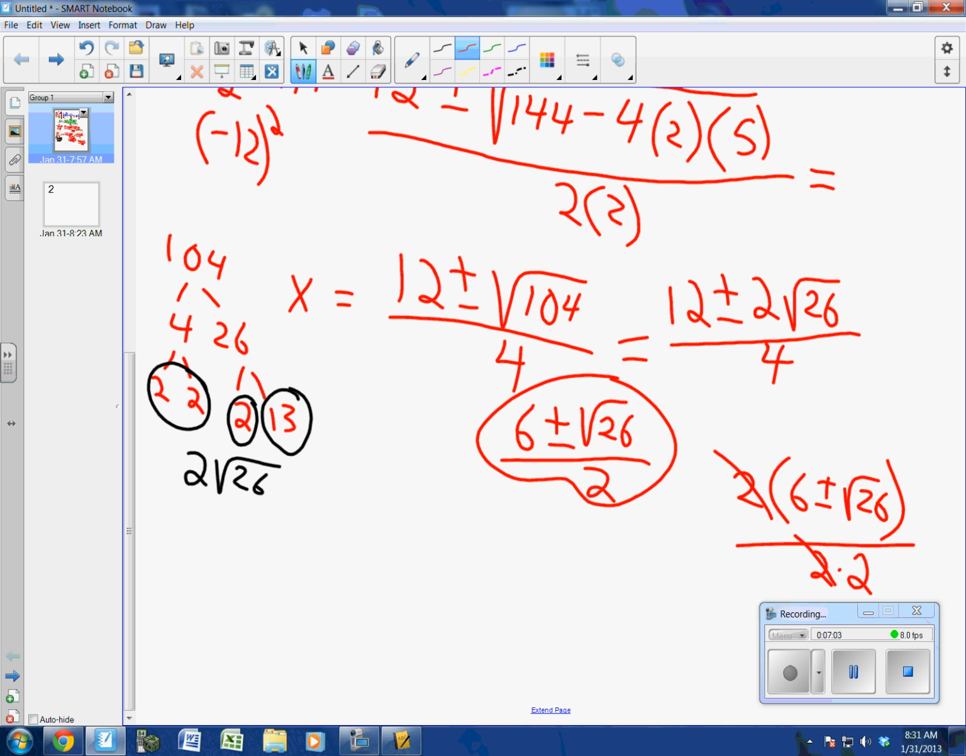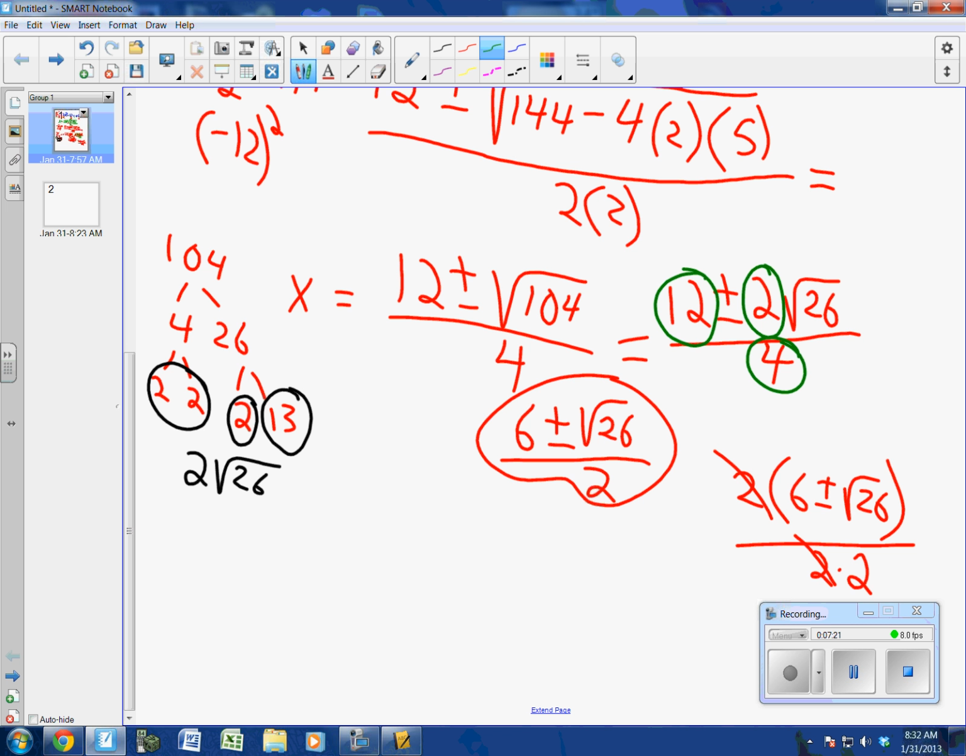If there's a number that will go into this one, and this one, and this one, just divide it into those 3 numbers, okay? If it doesn't go into all 3, then you're done. Okay? I wouldn't worry about it.